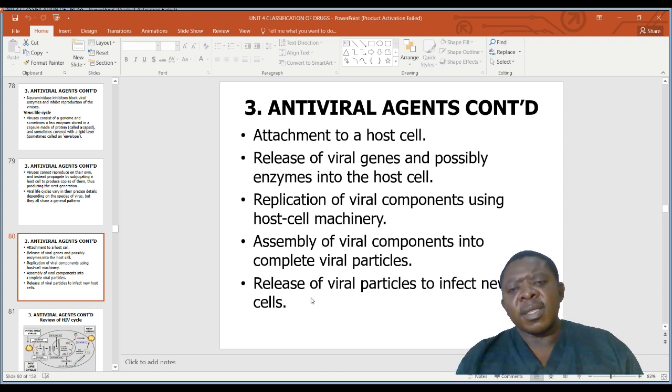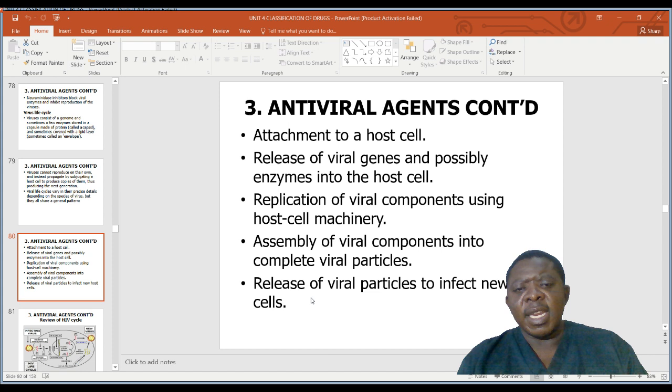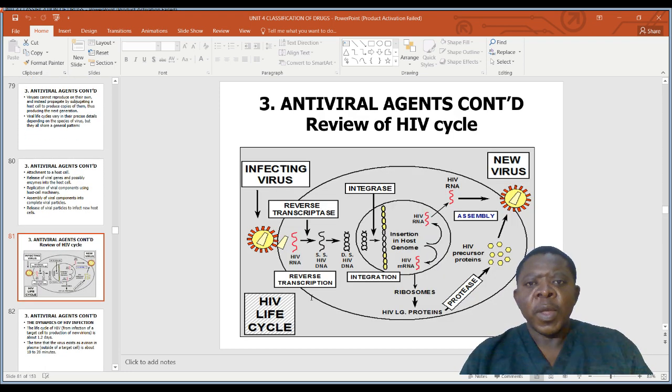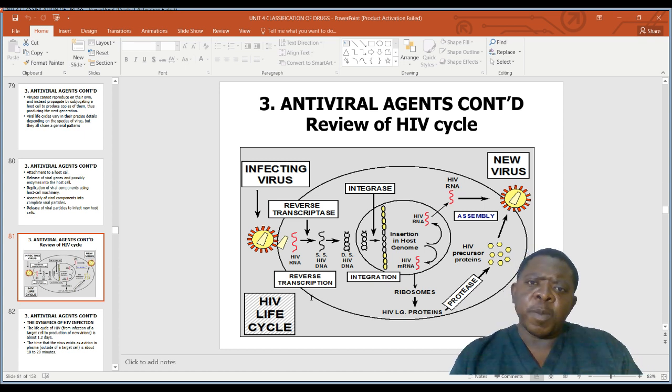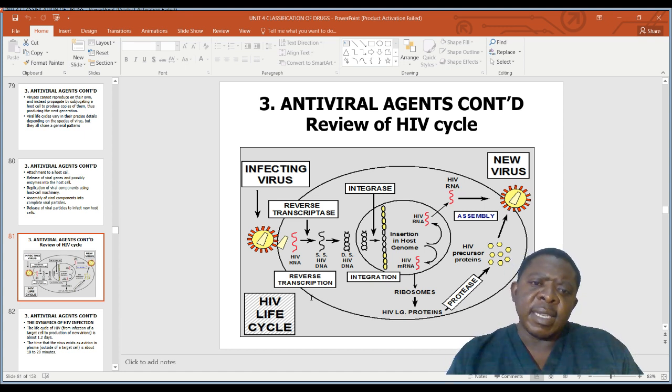When there is this assembly, then the virus can leave that cell and attain an envelope and mature to go and infect other cells. So there will be release of viral particles to infect new cells. These steps should be looked at as the general steps on how the virus infects a host cell, how it will multiply within the host cell, and then what happens afterwards when the virus has to affect other cells.